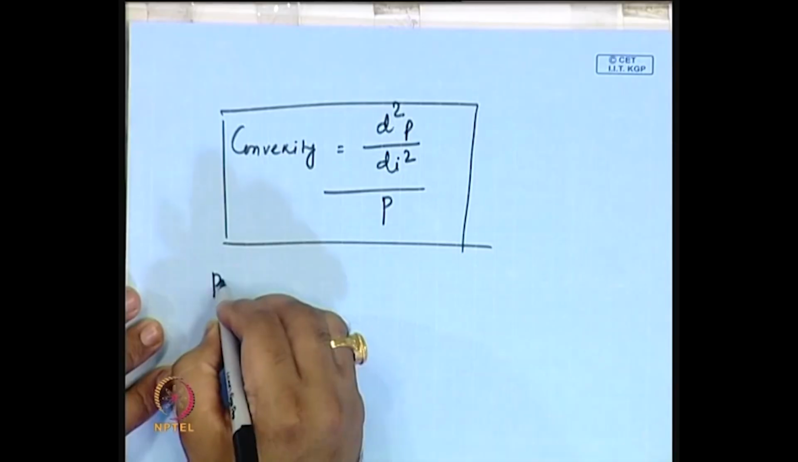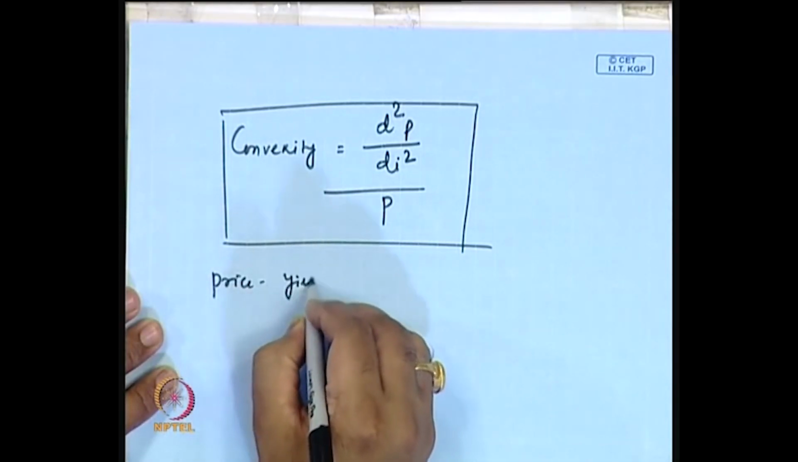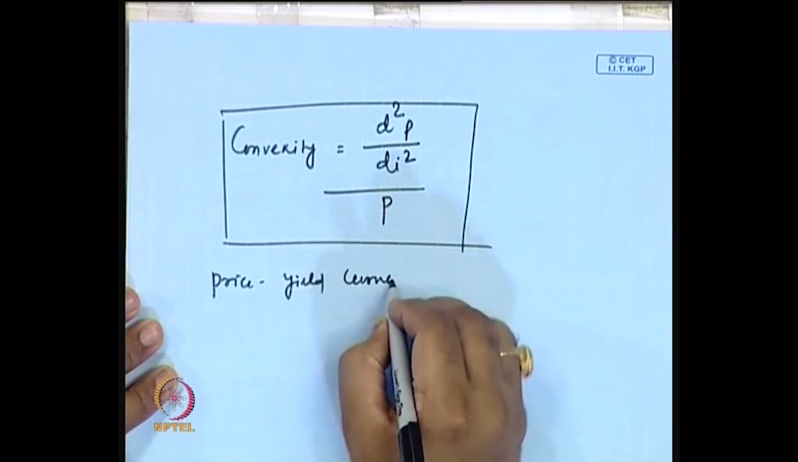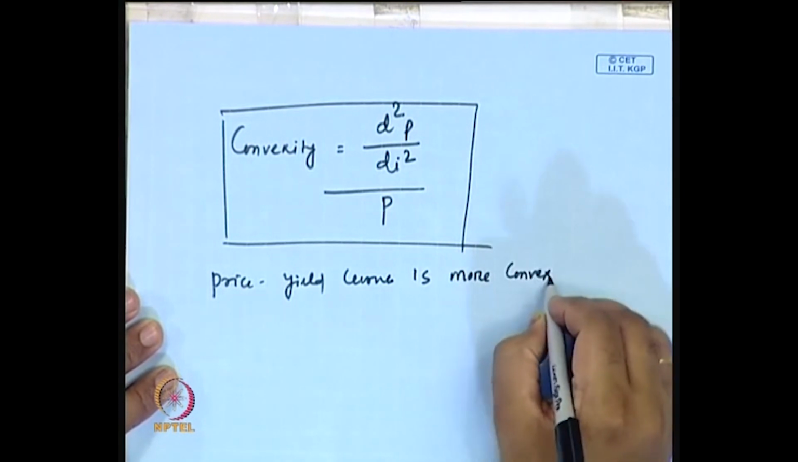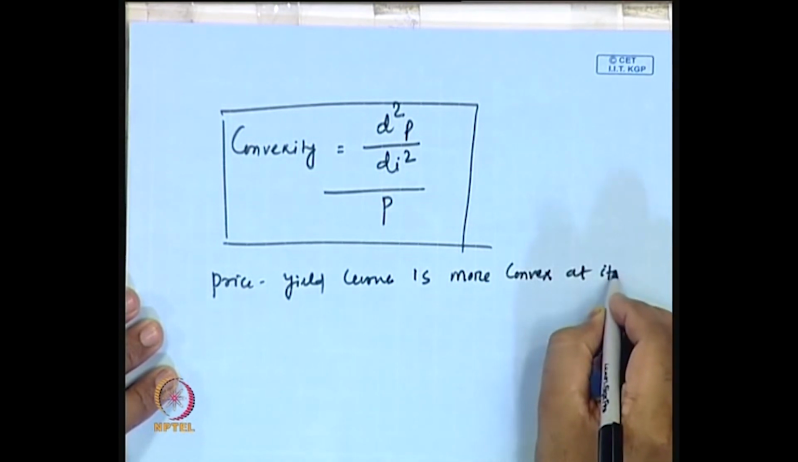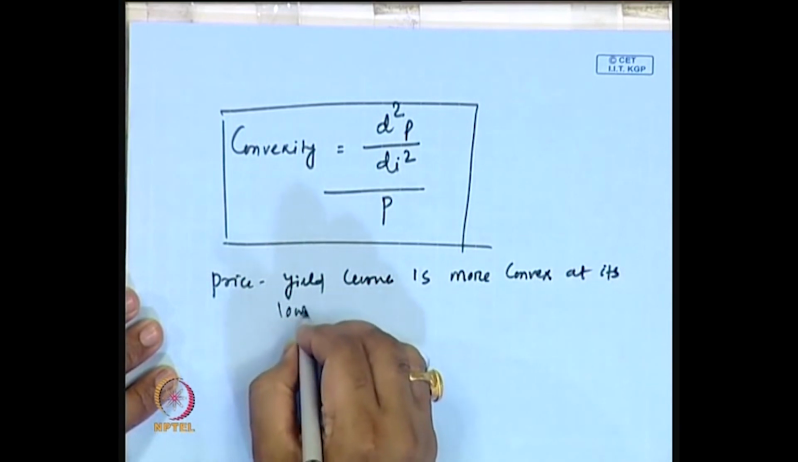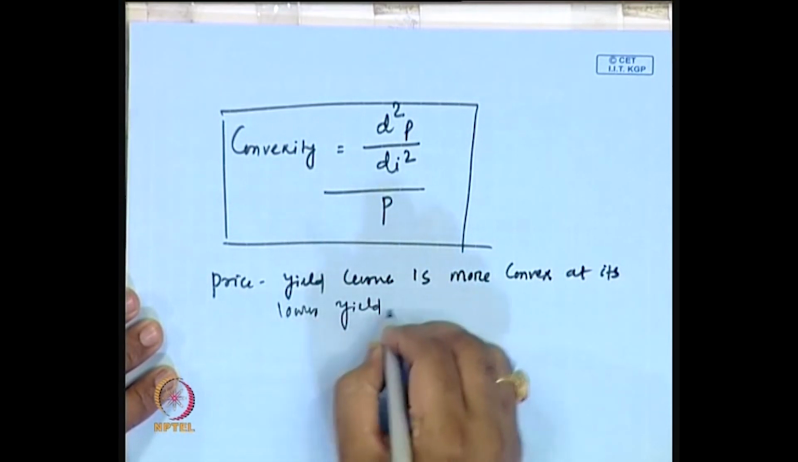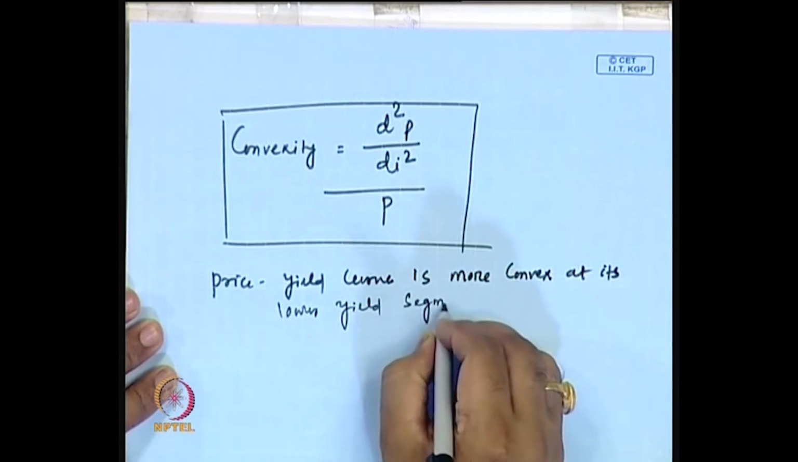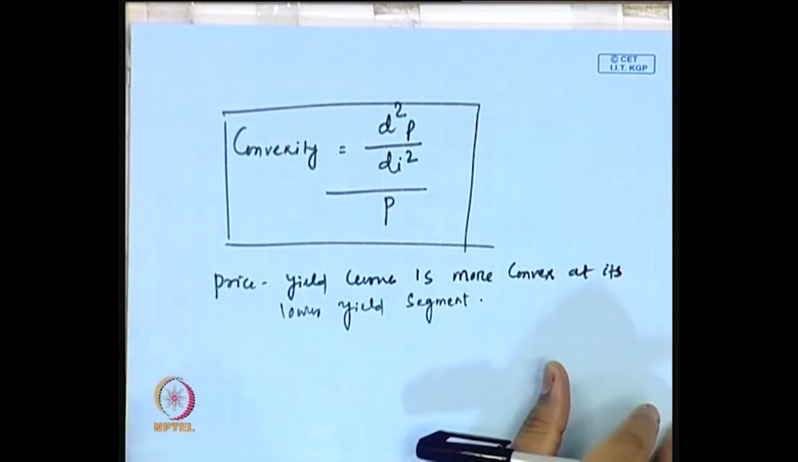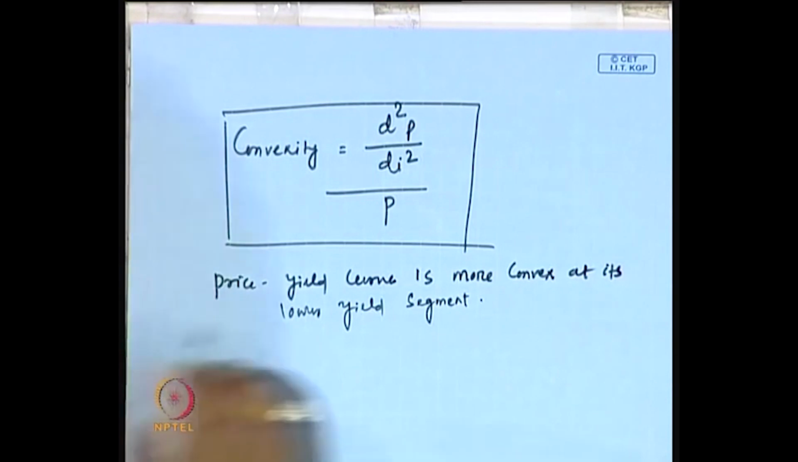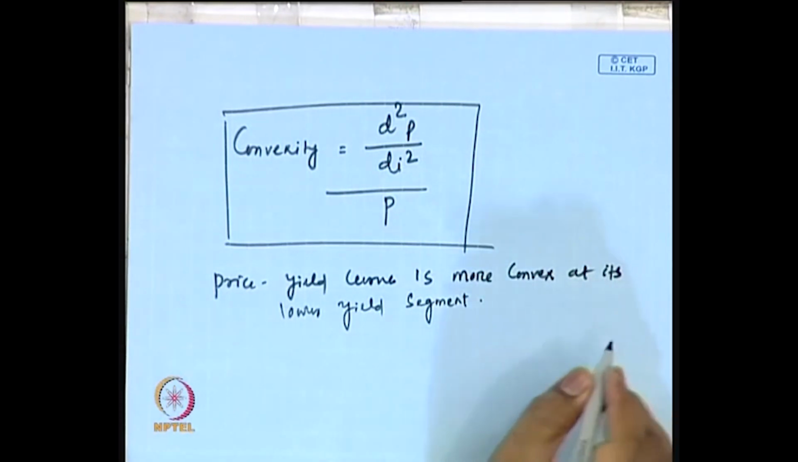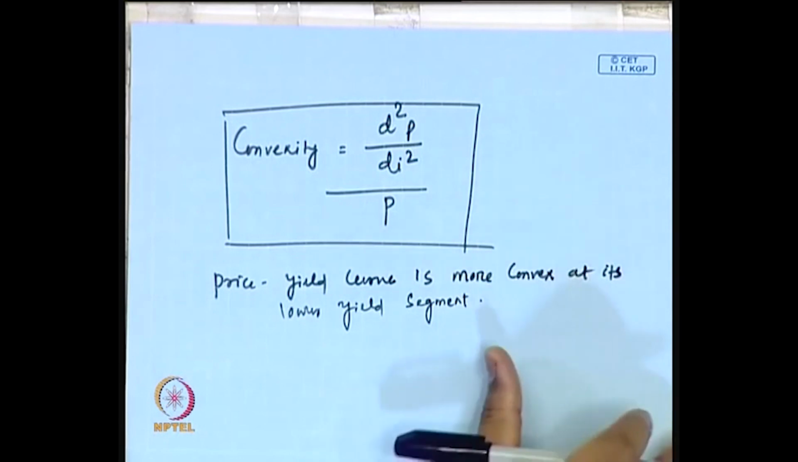That means the price yield curve is more convex at its lower yield segment. So, this is the definition of the convexity and how this convexity can be measured.